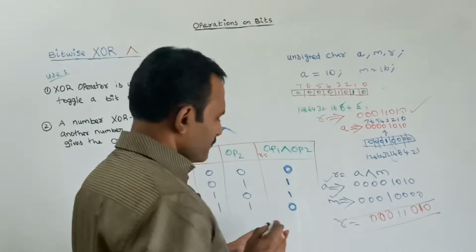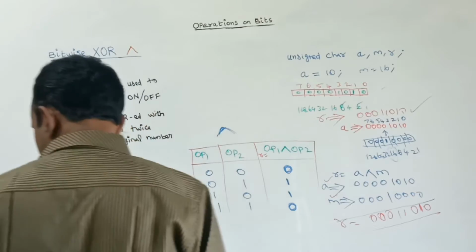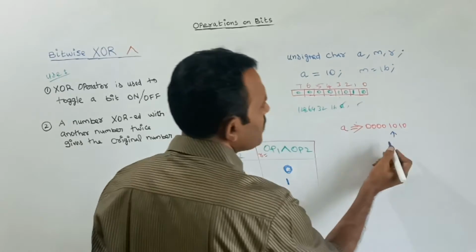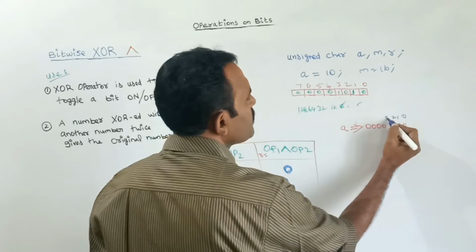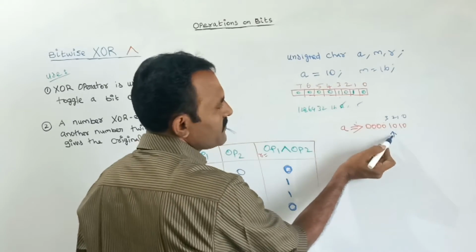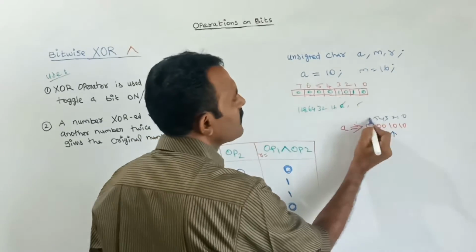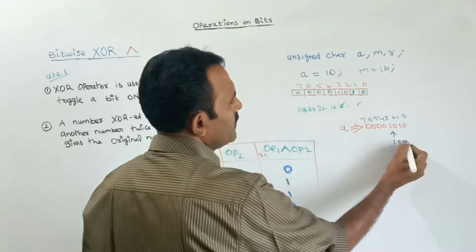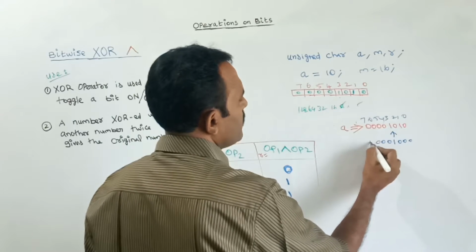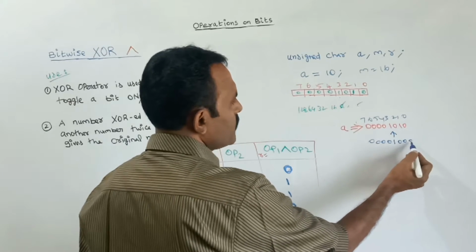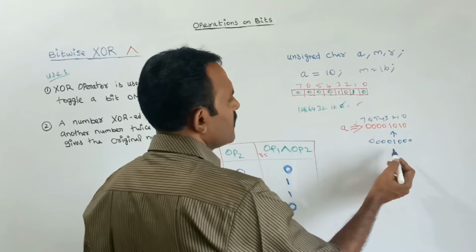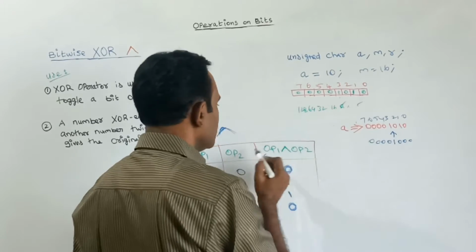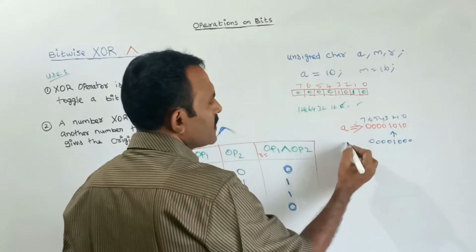Let us take another example. Suppose I want to change this 1, which position? The third position value. If I want to change the third position value, I can use a mask value like this: 1 at the third position, and remaining positions I am using 0. This is the mask value. Here I am going to change the third bit value with the help of the XOR operator.